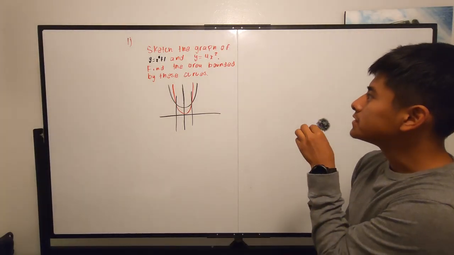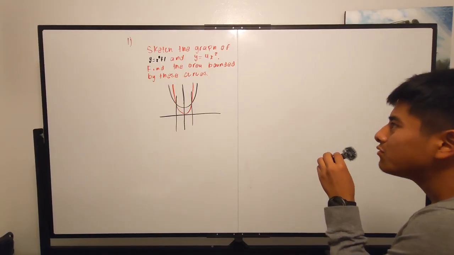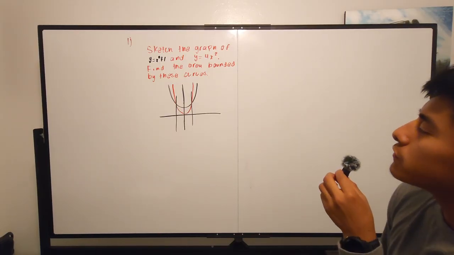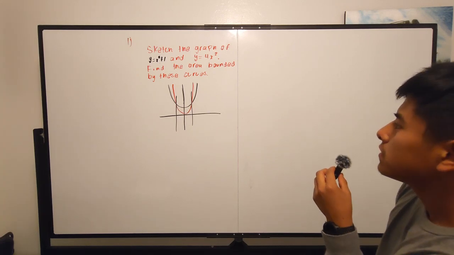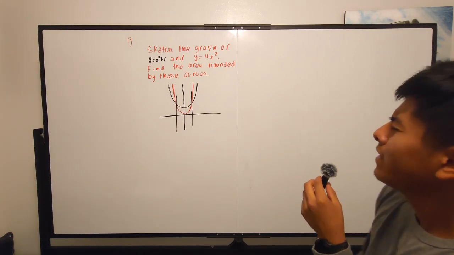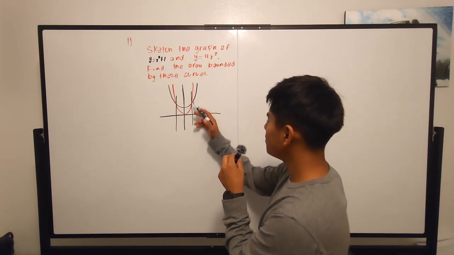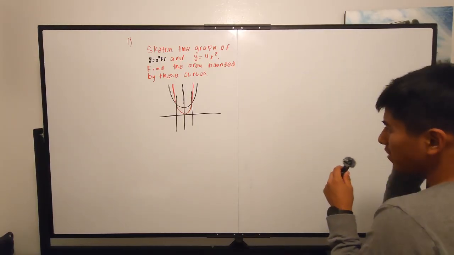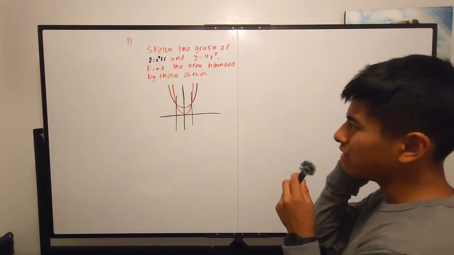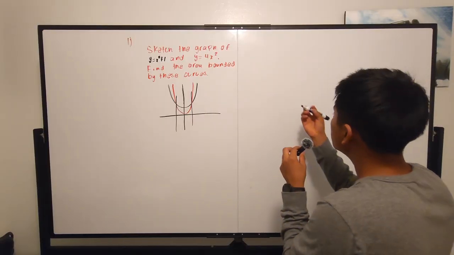Okay, so the next problem says to sketch the graph of y equals x squared plus 1 and y equals 4x squared, and to find the area bounded by these curves. I already drew the bounds, but anyways, let's just go ahead and find them. If you have a calculator, it's going to be a lot easier, but I'm going to do it algebraically.